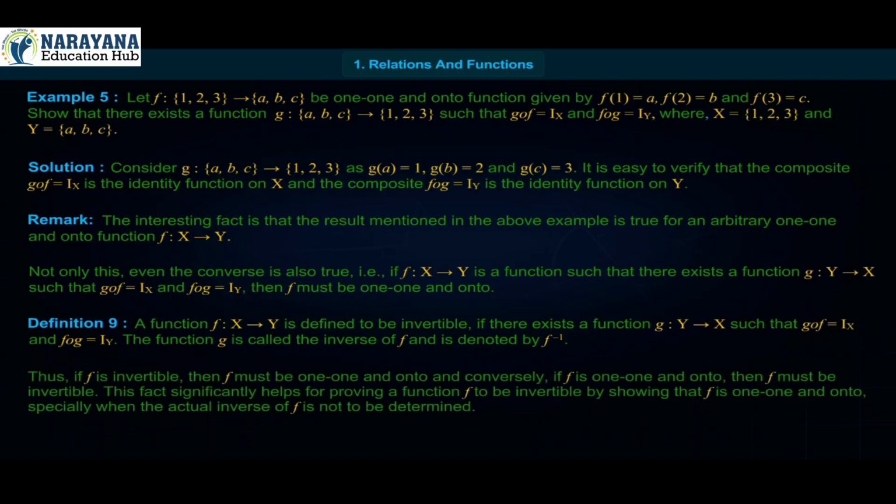Thus, if f is invertible, then f must be 1-1 and onto, and conversely, if f is 1-1 and onto, then f must be invertible. This fact significantly helps in proving a function f to be invertible by showing that f is 1-1 and onto, especially when the actual inverse of f is not to be determined.